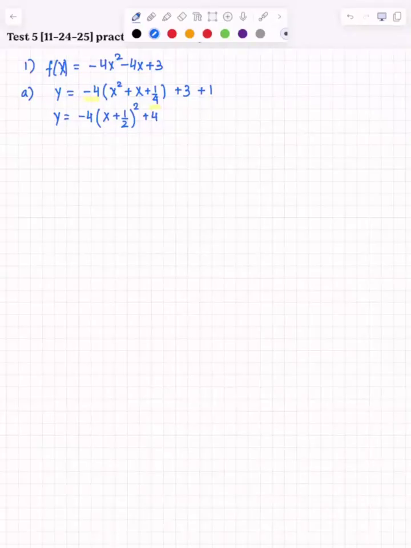Okay. Part B, state the vertex. Vertex is negative 1/2, 4, because the vertex form is y is a times x minus h squared plus k, where h comma k is the vertex. So in our case, it's x plus 1/2, so it should be x minus minus half. So h is minus half, and k is the 4.